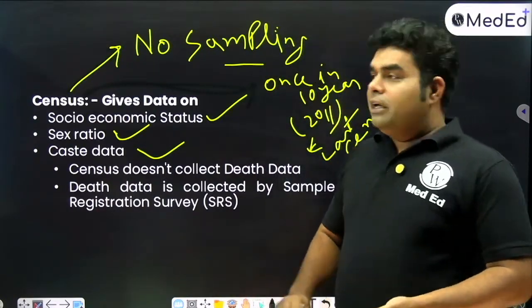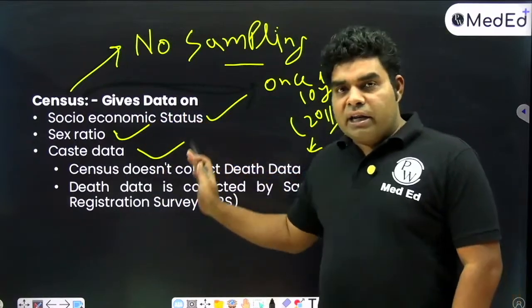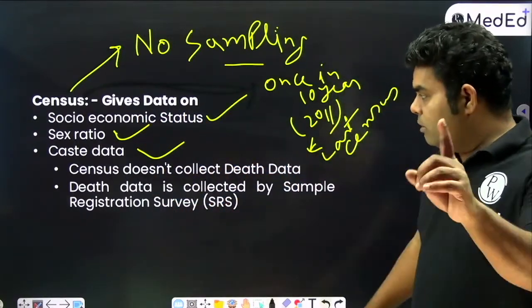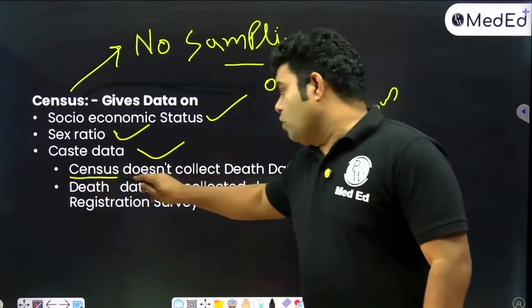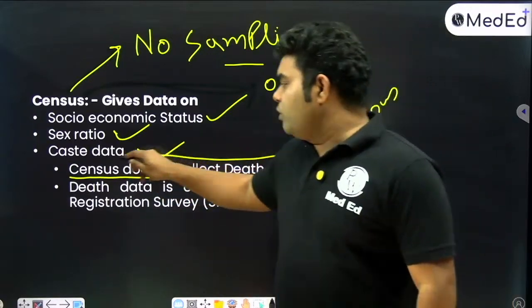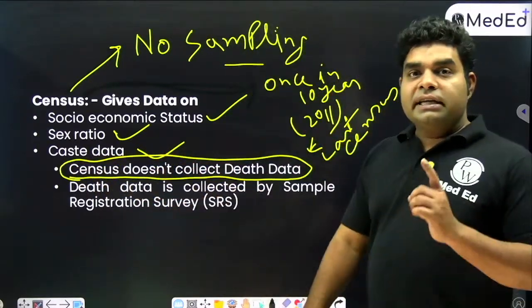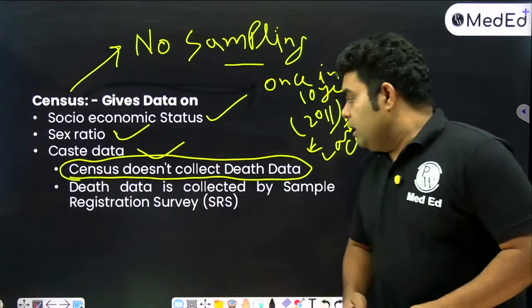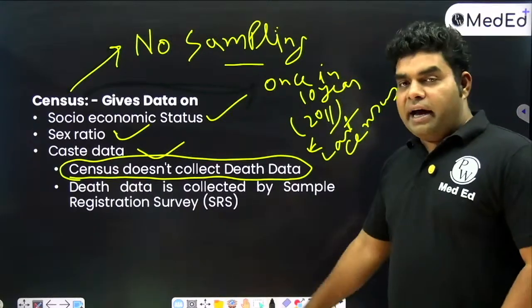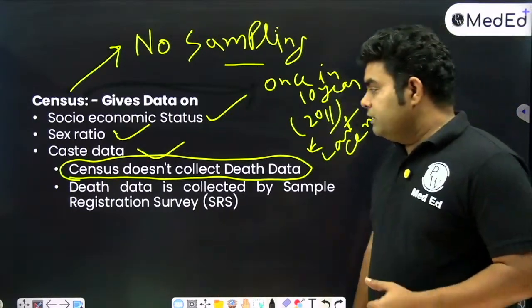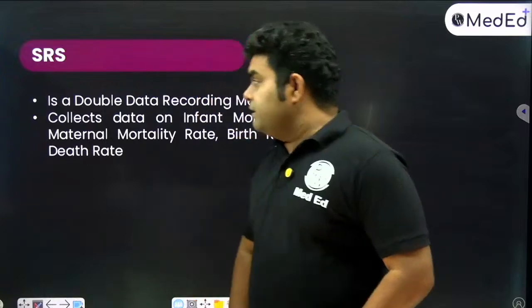So they ask a lot of questions to get all of this data. But do remember, census never talks about death. This was one of the INI-CET questions that came. Census doesn't collect death data. Death data is collected by SRS, Sample Registration Survey. And this SRS is the third method of data collection.